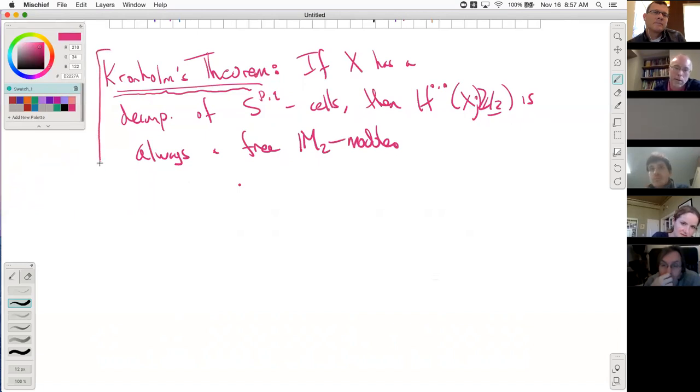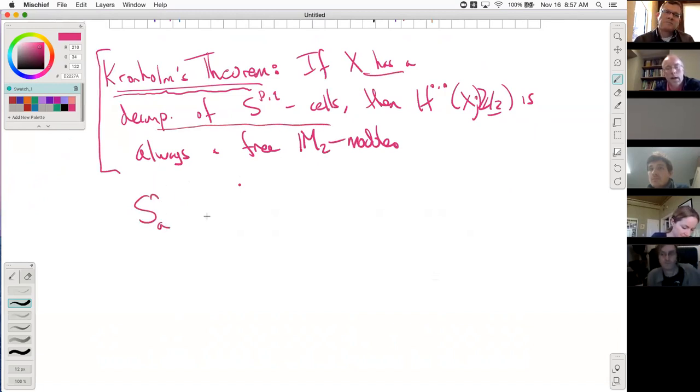I'm going to come back to this later because I think we now have a better understanding of this theorem and why it's working. But let me point out that you definitely need some hypotheses here. If you think back on those S^n antipodals, the cohomology was not free as an M2 module there. And that's because you don't have these special kinds of cell decompositions.